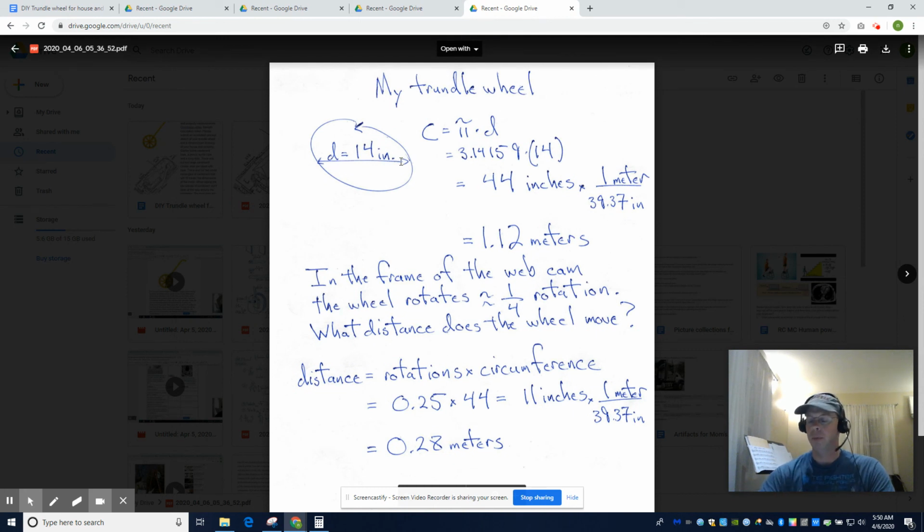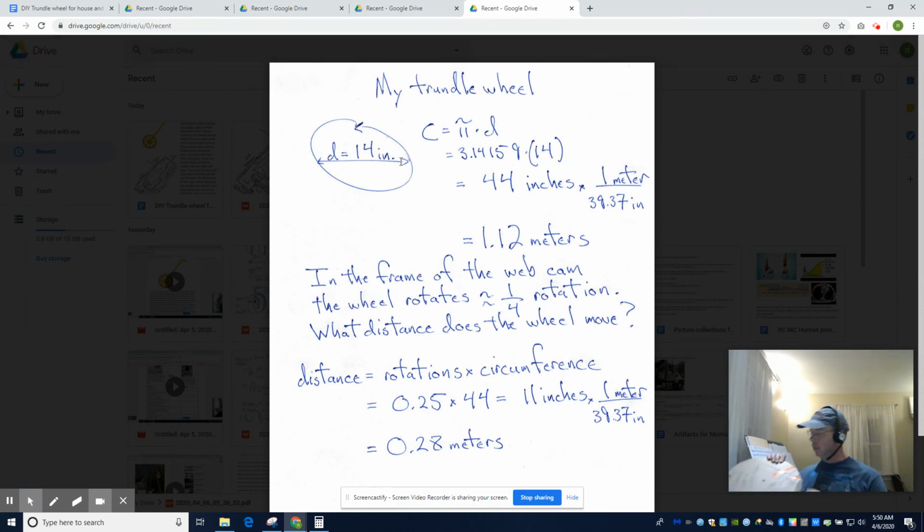So like I said, for my personal trundle wheel, the diameter is roughly 14 inches. If you multiply by pi, you get a circumference of 44 inches. We can double check that real quick. So check out the Make Your Own Metric Tape Measure video. It's amazing. Let's double check that measurement real quick.